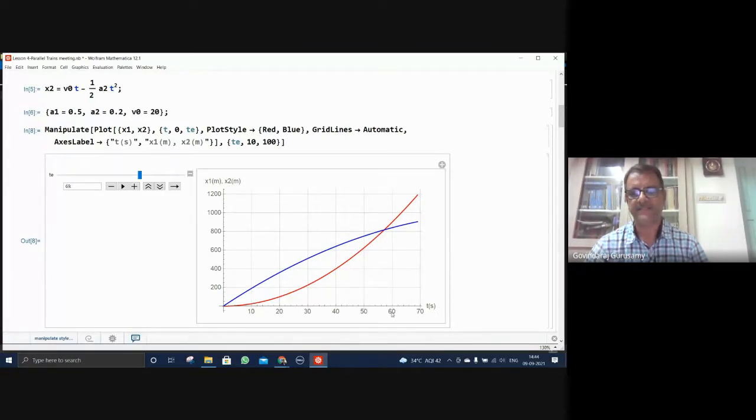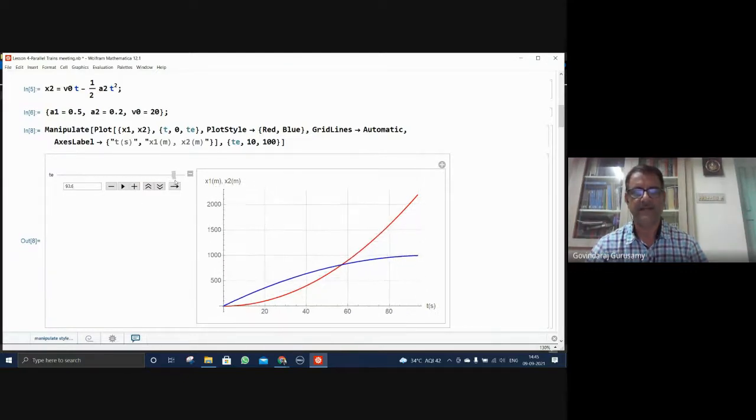This is the time axis. This is curve 1. This is red, this is x1, and blue is the x2. They met somewhere. This is the meeting point. So if I identify the meeting point, then I know at what time they met and at what distance. Both are known to us. If I go beyond that, they will be separated again.